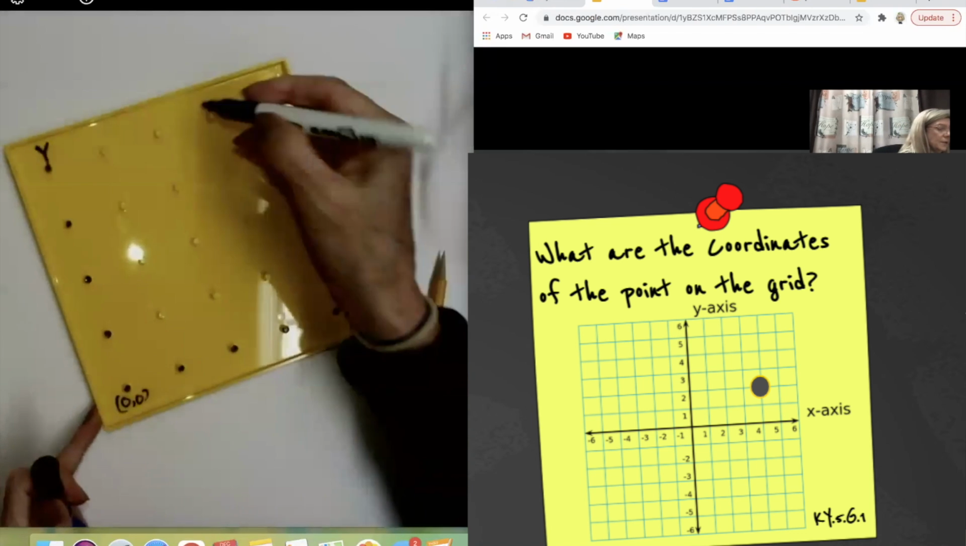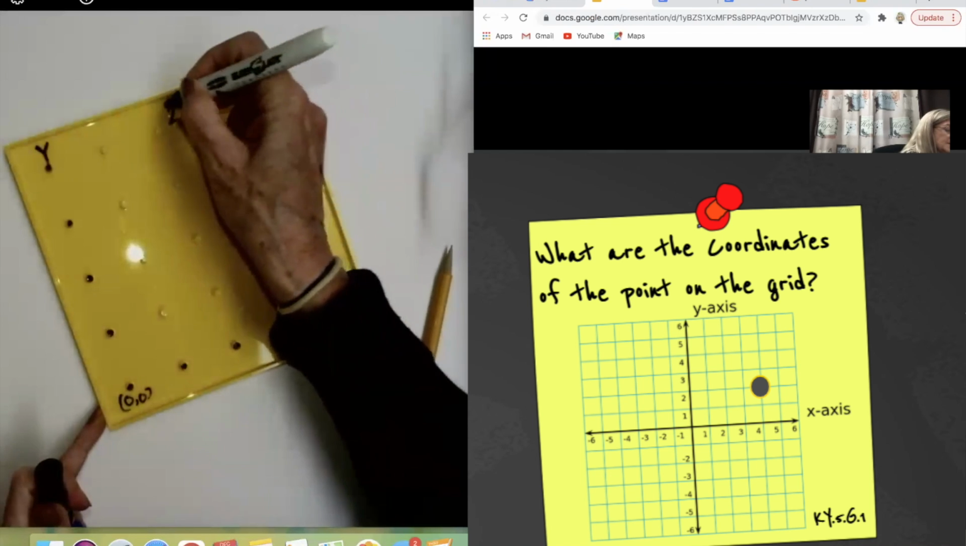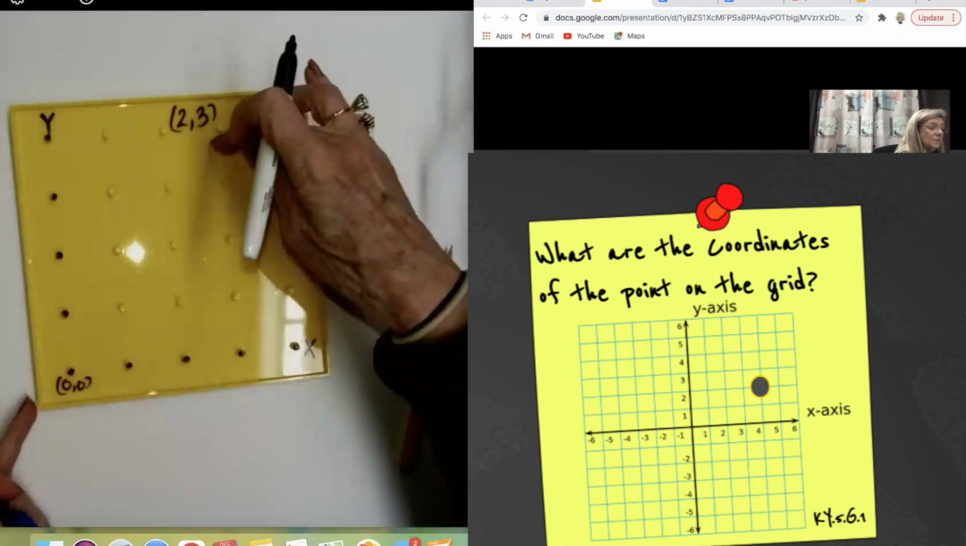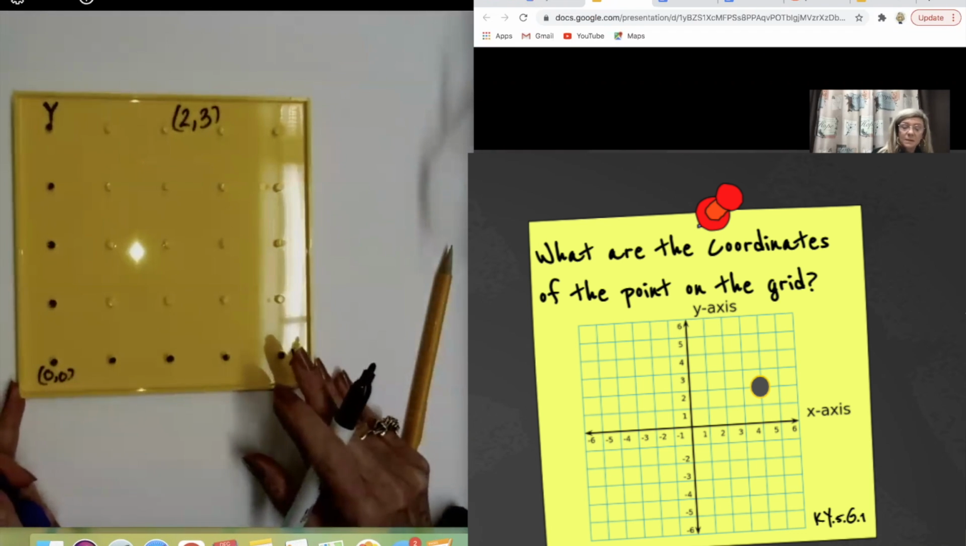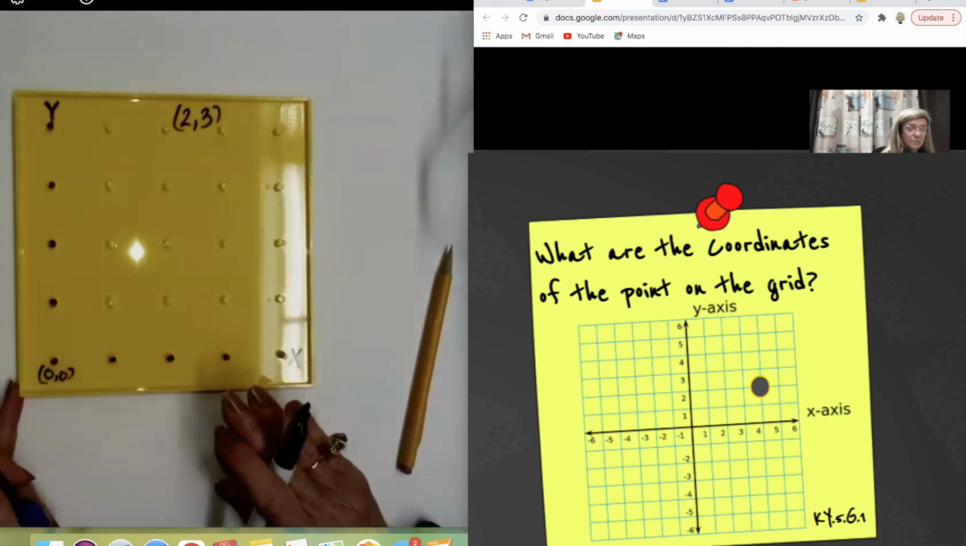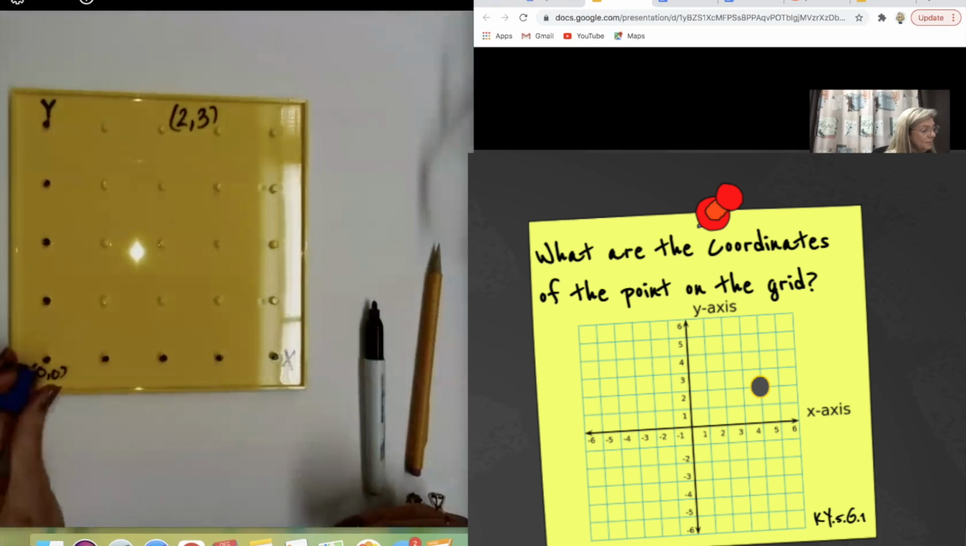I'm just going to write it right on here so you can see. 2, 3. And we've talked to our kids about how X is first, then Y. Just like when we say our ABCs, X, Y, Z. X will come first. So we're going to go over 2, take care of the X first, get on this X axis, and we're going to take 2 hops over.